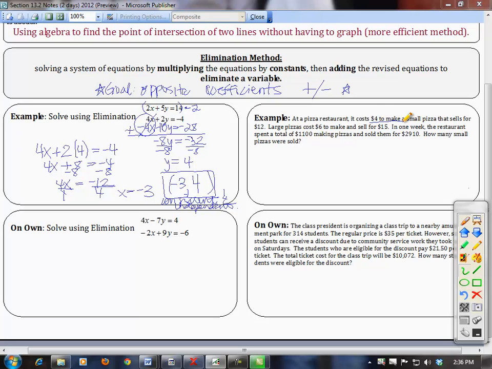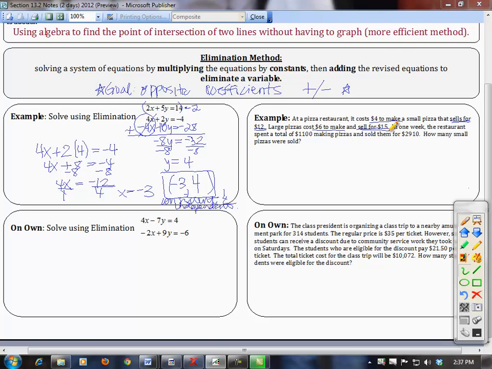It's $4 to make, but we're also talking about selling, so I'm going to double underline that. It sells for $12, because that's two different things, what it costs to make and what it costs to sell. Same thing for large pizzas. It costs $6 to make, so let's keep that underlined only once because we're talking about making. And it sells for $15. Now I'm going to underline that twice because here's another thing it's talking about selling.